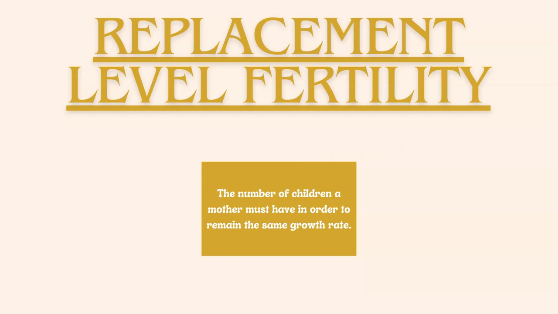The reason why it's 2.1 is so that we have one kid to replace the father and one kid to replace the mother. And the 0.1 represents natural deaths that occur and makes up for people who do not have kids.